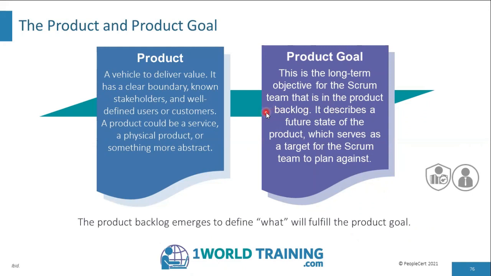So the product goal describes a future state of the product, which can serve as a target for the Scrum team to plan against. It is in the product backlog as said before, and the rest of the product backlog emerges to define what will fulfill the goal. The product goal is therefore the long-term objective for the Scrum team. They must fulfill or abandon one objective before taking on the next. Let's take a look at an example.